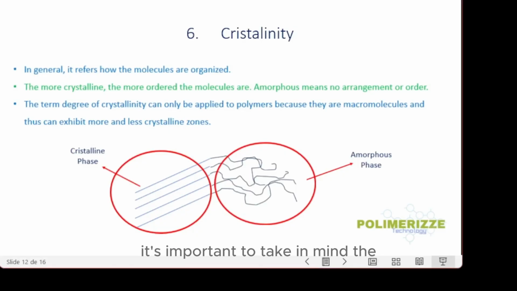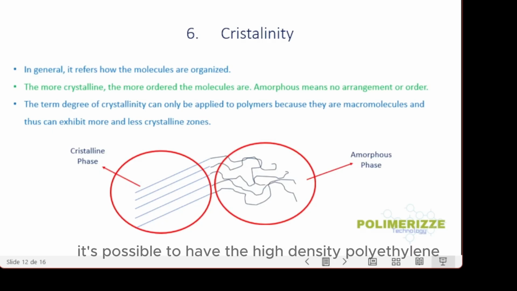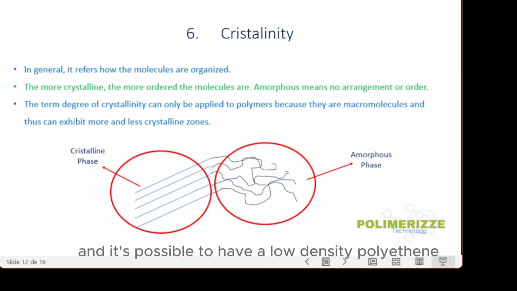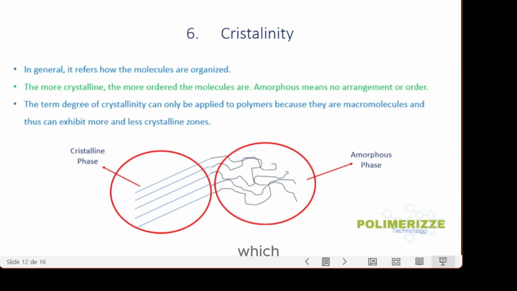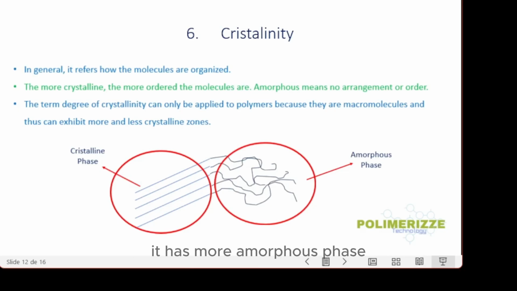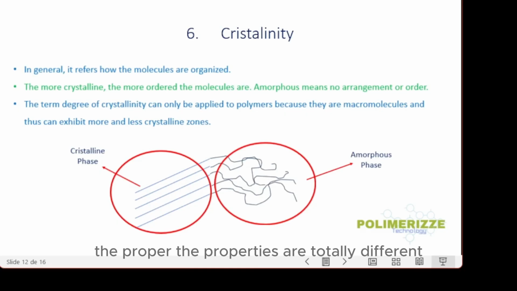It's important to keep in mind the crystalline properties of a material because it can change its properties significantly. Let's take, for example, polyethylene. It's possible to have high density polyethylene, which is a more crystalline type of polyethylene. And it's possible to have a low density polyethylene, which is not so crystalline like the high density. It has more amorphous phase. The properties are totally different, and also the end use application.